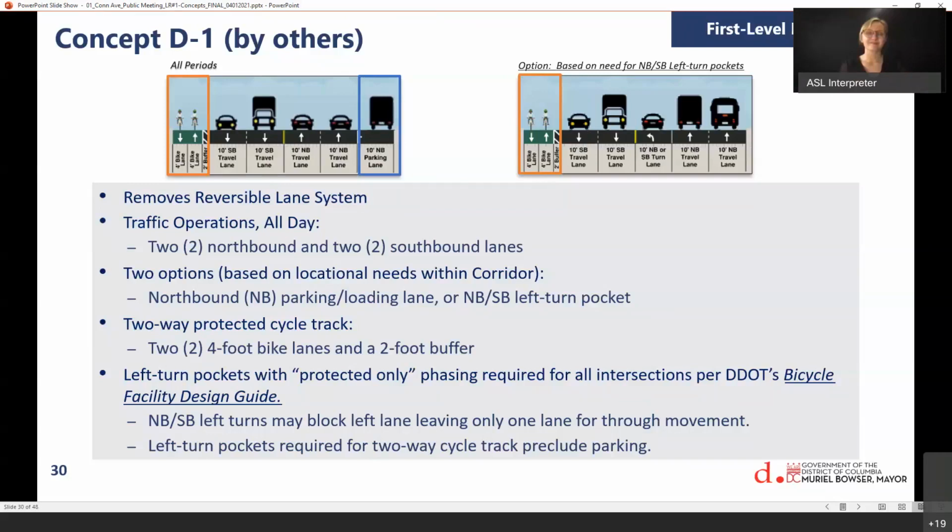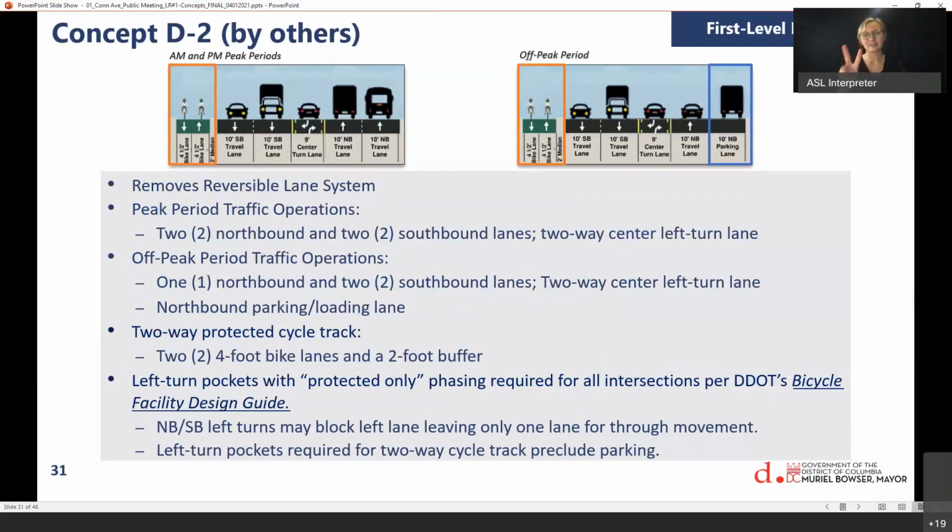Slide. Concept D2 also removes the reversible lane and does have a two-way protected cycle track on the western side of the street. For traffic operations here, there would be two lanes in each direction and a two-way center left turn lane during the peak hour. During the off-peak periods, we'd be looking at one northbound travel lane and two southbound travel lanes with the two-way center left turn lane as part of this concept.